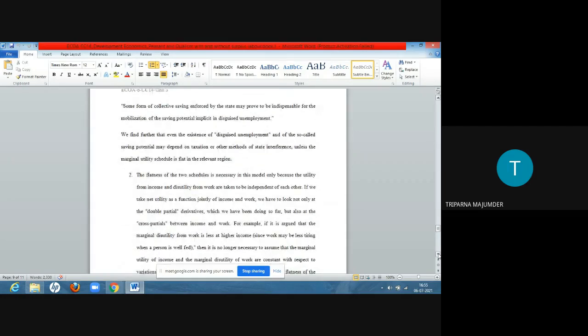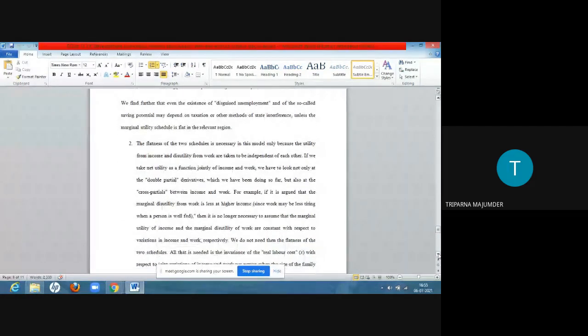Now, coming to the second issue, the flatness of the two schedules is necessary in this model only because utility from income and disutility from work are taken to be independent of each other. They do not depend on each other.